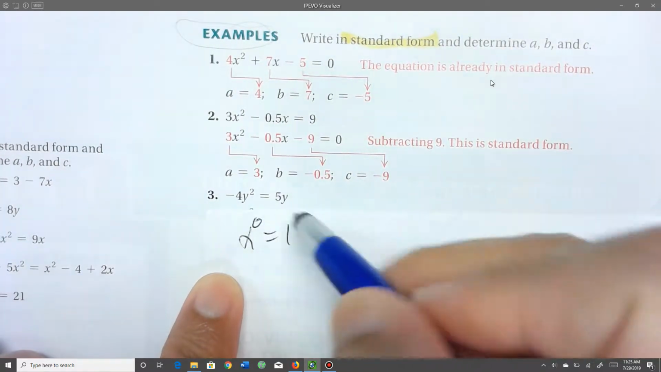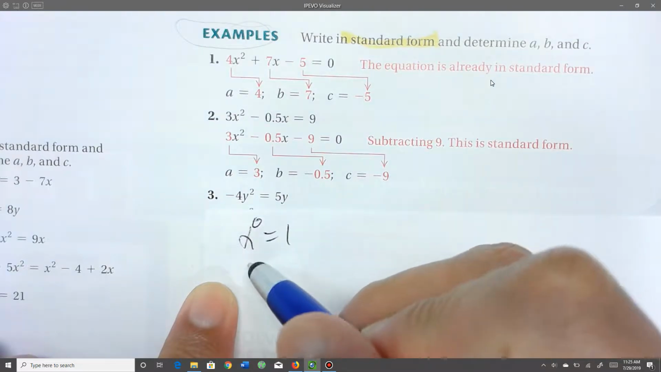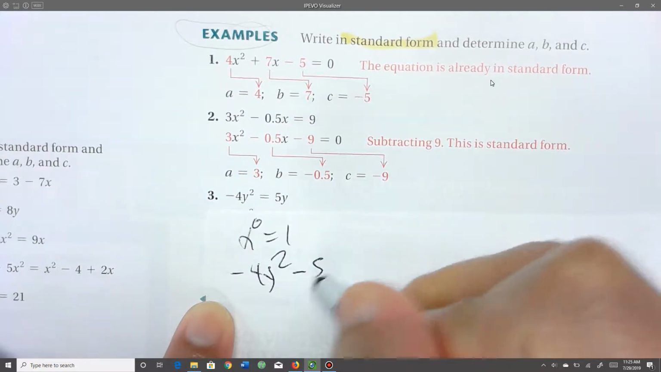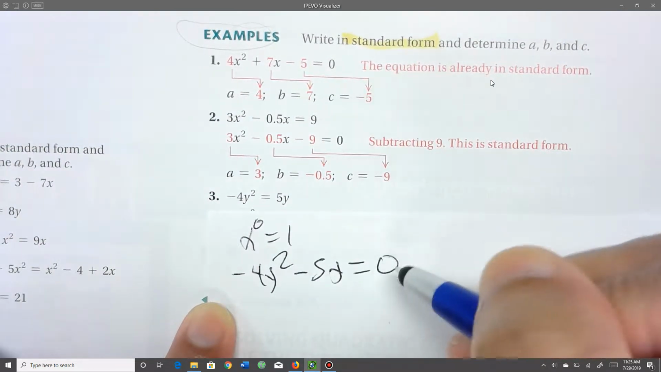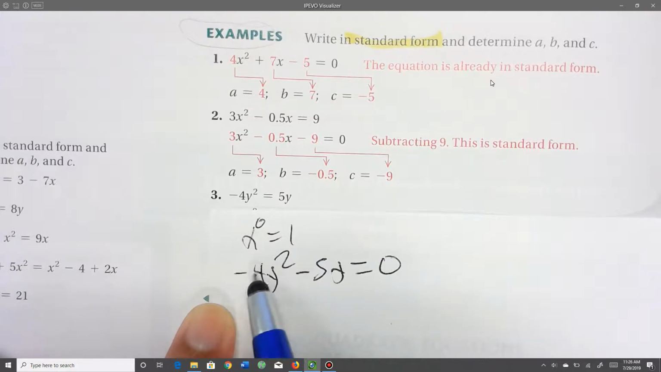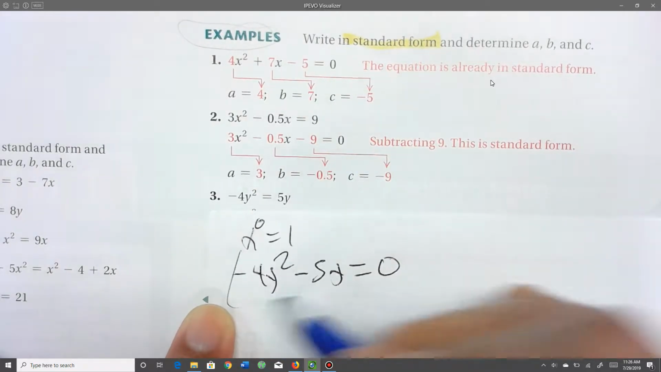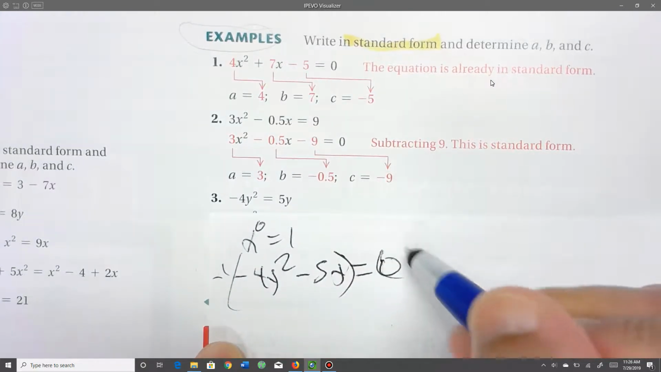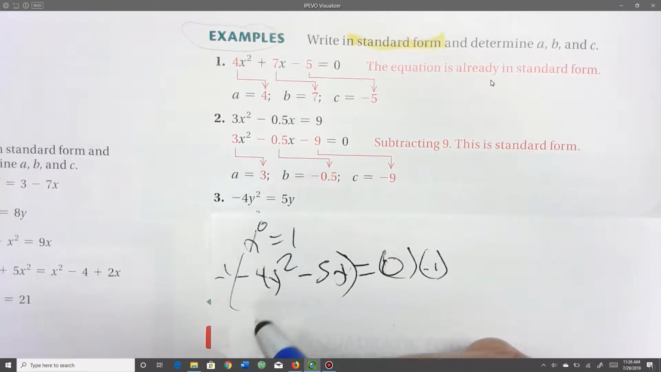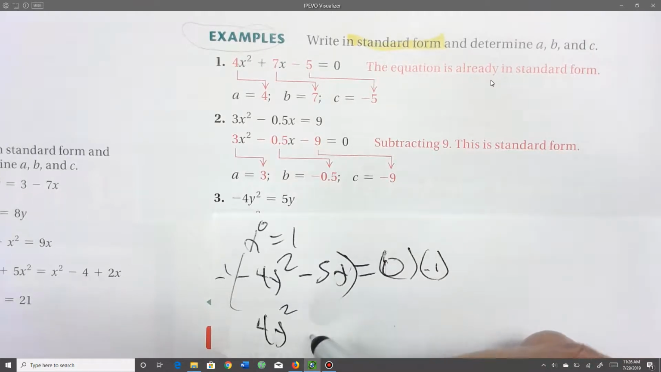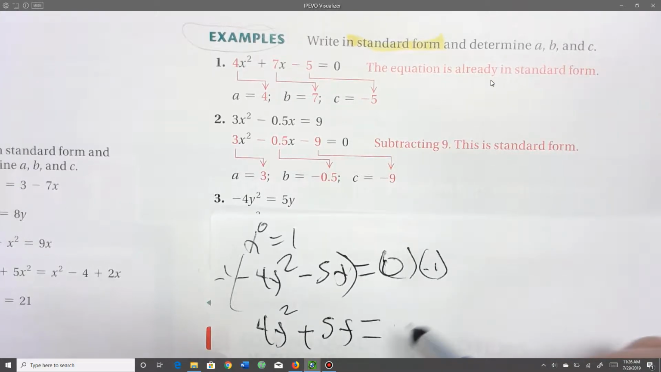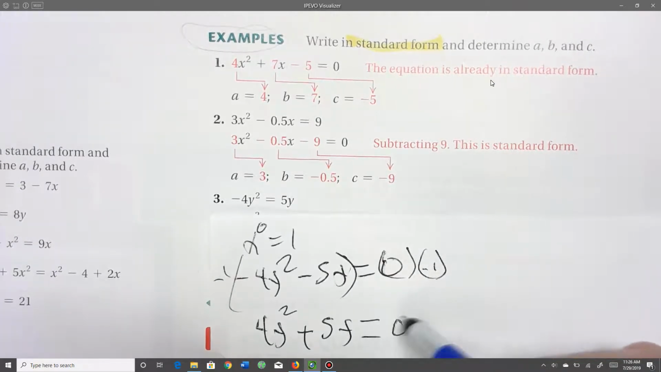We need to rewrite it as -4y squared. Subtract 5y from both sides. That turns into that. Here my leading coefficient is not positive, so I need to make it positive by multiplying by -1 on both sides. -1 times negative makes that a positive 4y squared, which is what I wanted. Negative times a negative makes a positive. y equals -1 times 0, it's just 0.